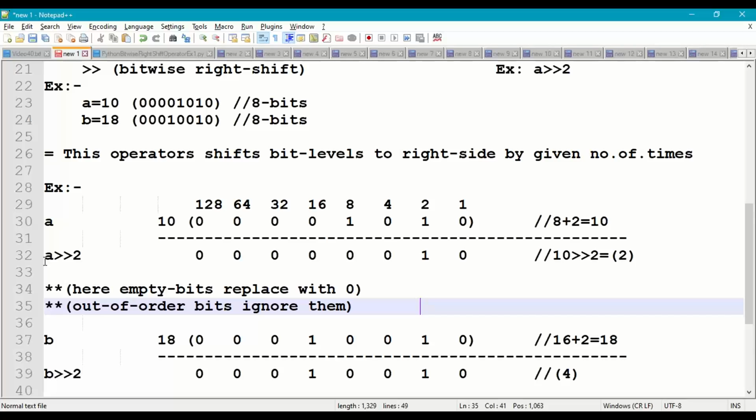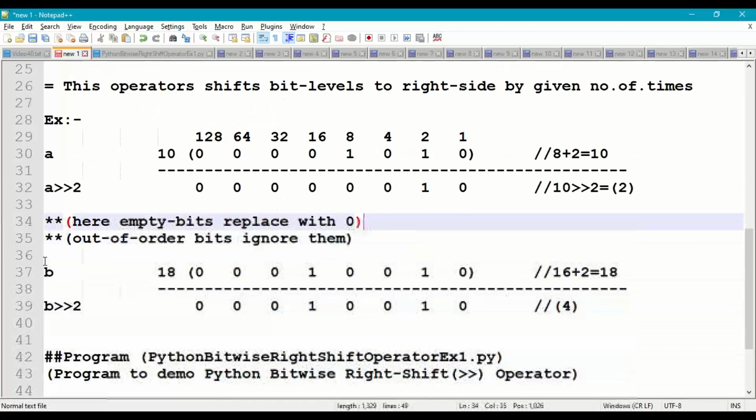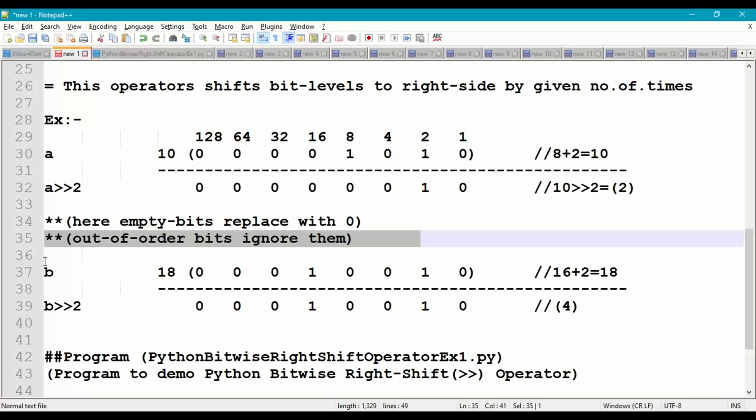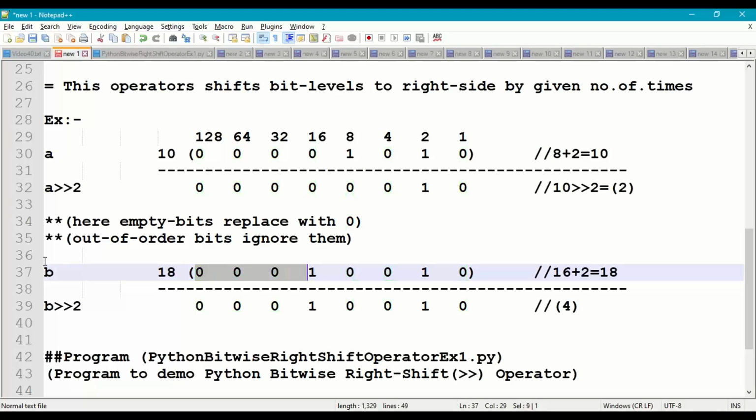Now, empty bits are replaced with zeros and the bits moving out, we can ignore them. Next, B is 18, so 00010010. Wherever there is a 1, add up the values. So 16 plus 2, the answer is 18.